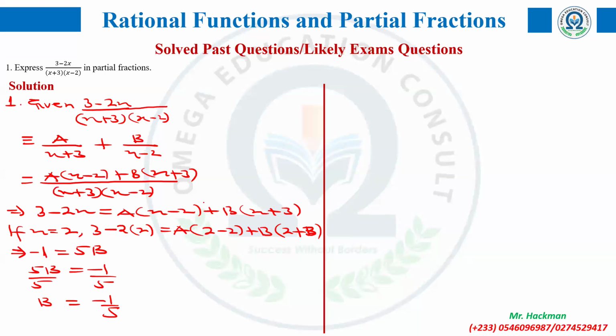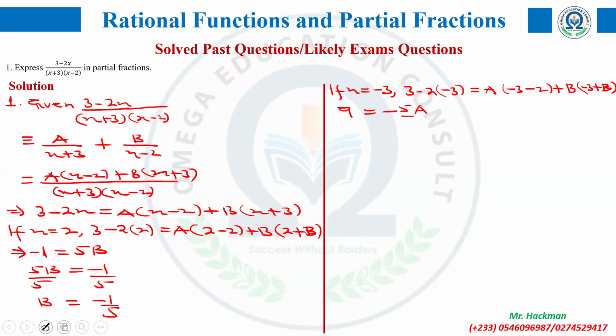In that case, I have to cover up this, so x will be equal to minus 3. So if x is equal to minus 3, what do I get? I am going to get 3 minus 2 into minus 3 should be equal to, so I substitute here, a into minus 3 minus 2, then plus b into minus 3 plus 3. So that gives us 3, this will give you plus 6, so 9, should be equal to minus 5a, forgive me.